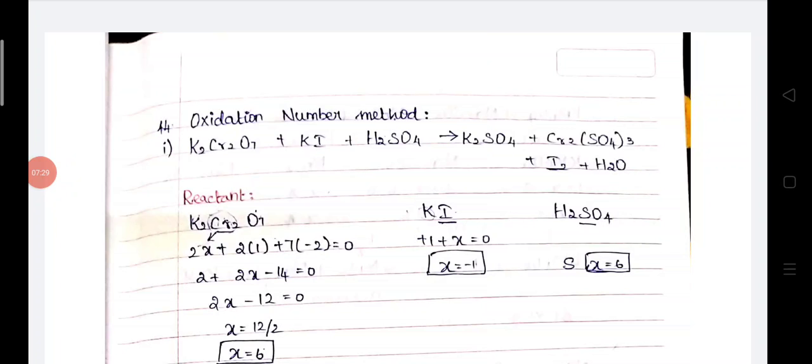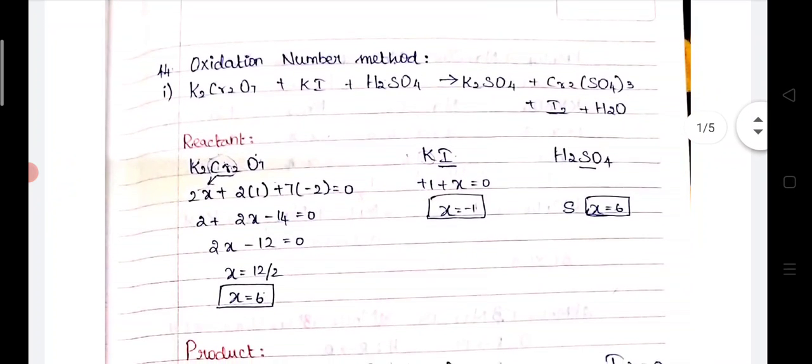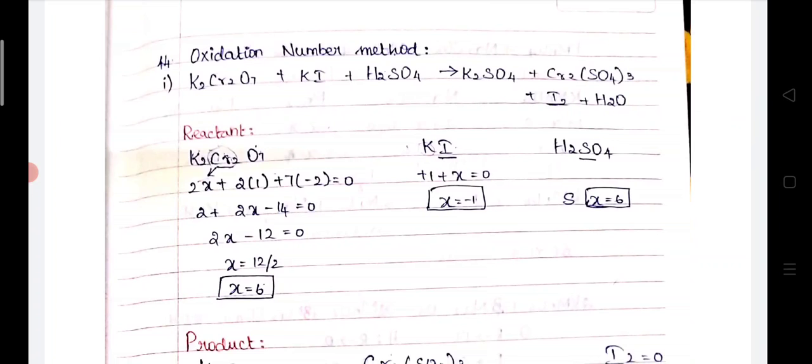Now see here, this is a book back question, 44th question. First subdivision, K2Cr2O7, KI and H2SO4, that is potassium dichromate, potassium iodide and sulfuric acid reacts to give potassium sulfate and chromium sulfate, iodine and water. So what we have to do is we have to identify which one has got oxidized and which one has got reduced. So here you might ask, miss, how to identify which element I should take as X when calculating the oxidation number.